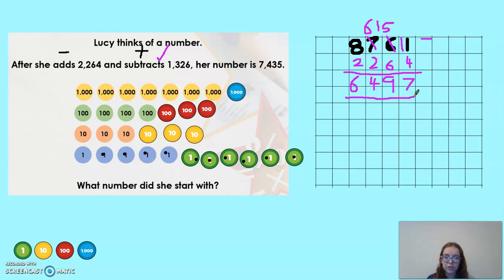And if I wanted to double check it, which you would do, I would then go back over her instructions. I would start with 6,497. I would add 2,264 and subtract 1,326. And I should get to 7,435.